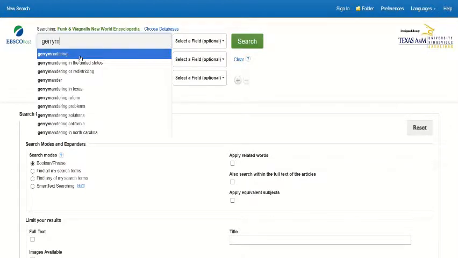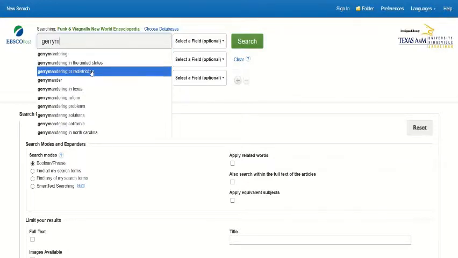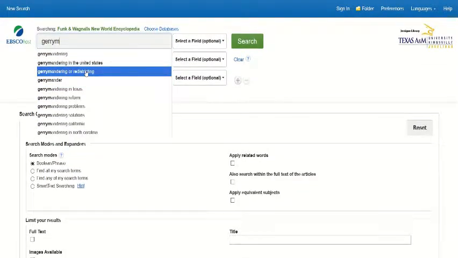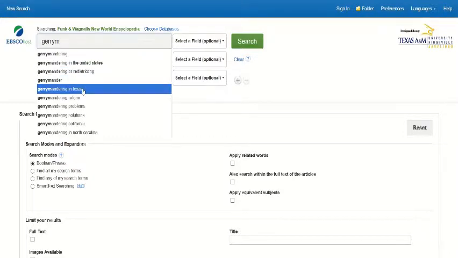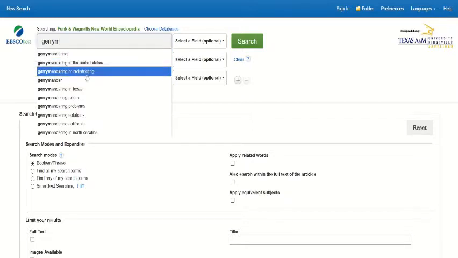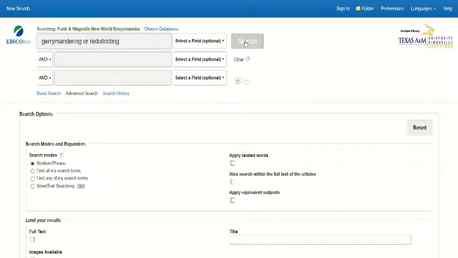And notice how, just by starting to type in the word, we got a lot of different possible sources or possible different subjects. Gerrymandering in the United States, gerrymandering or redistricting. That'll help us find more sources. Gerrymandering in Texas, gerrymandering reform, gerrymandering problems. So let's just look at, I'll put gerrymandering or redistricting. Use these two roughly synonymous terms to see what we can find.